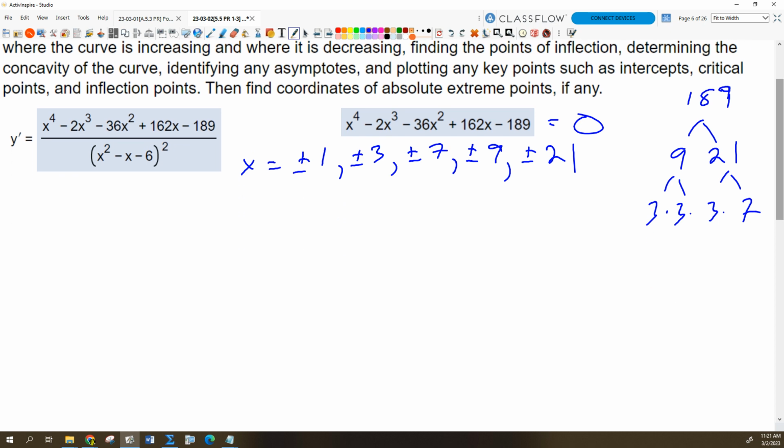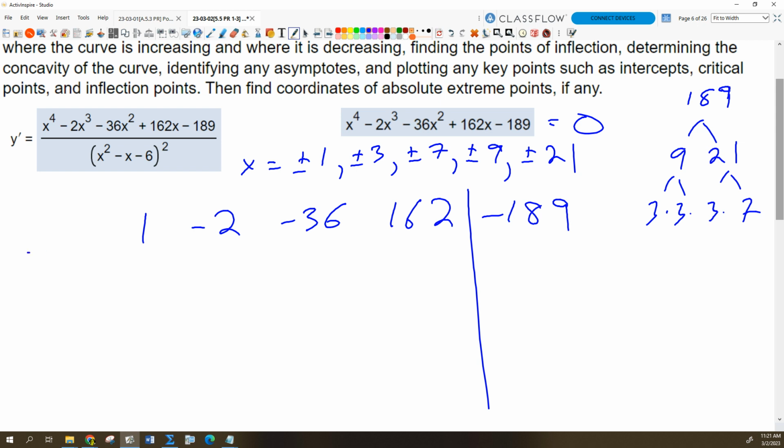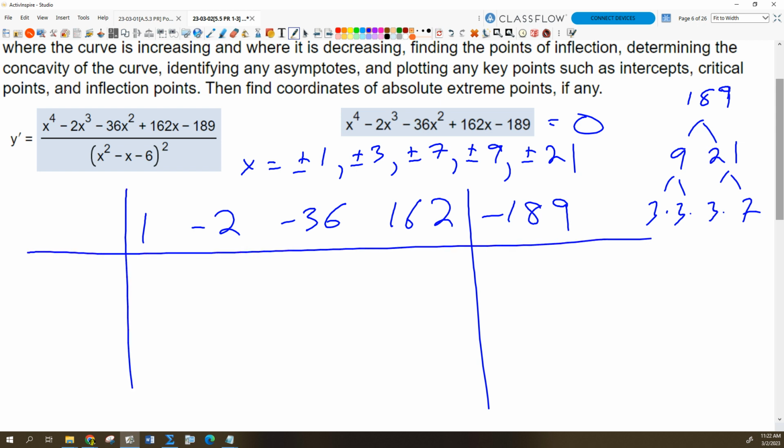And then if I made a synthetic bracket here, what would that look like? I'd have the coefficients along the top, 1, negative 2, negative 36, 162, negative 189. Remember doing this? And then I would just test each of those values and see, like if I plugged in positive 1, well, I'd bring the 1 down synthetically, multiply by 1, and add to negative 2. So that's going to give me negative 1. Then negative 1 times 1 is negative 1 plus negative 36 is negative 37, etc. And when I add all these things up, I would have to get a 0 there, right, for it to be a factor, if I was trying to factor this thing to find the zeros.